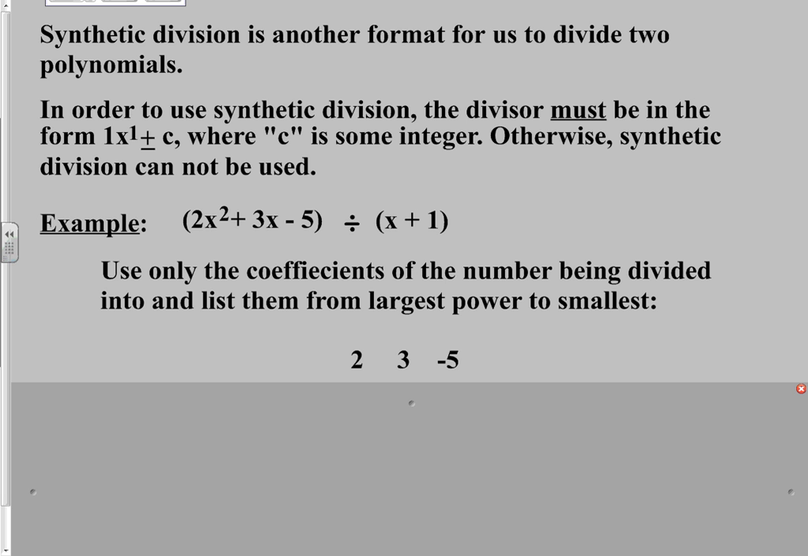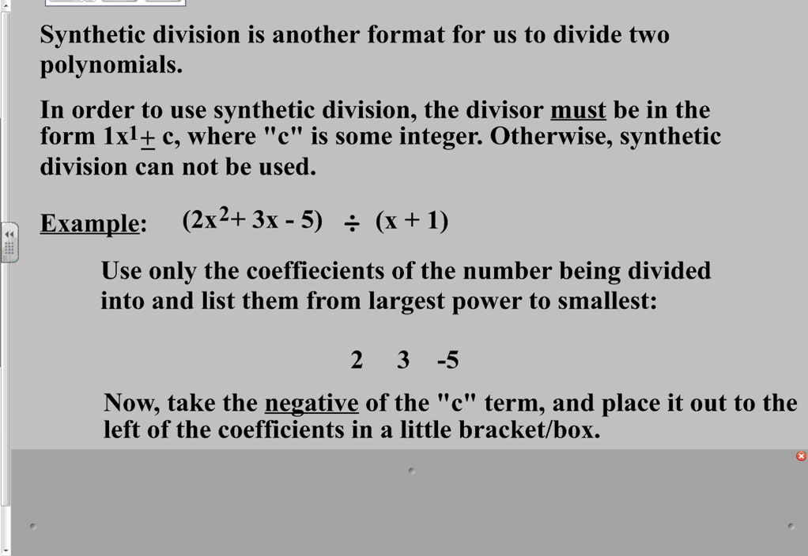And then what we're going to do is look at the constant that is in the divisor. We are going to take the negative of the c term from the divisor, and we're going to place it out to the left of those coefficients in a little kind of half box bracket looking guy. I don't think it even has a particular name. We're just going to position him out there. So it's a negative 1 because in the divisor it was positive 1. So we're taking the negative of that 1 and we're writing it down as you see there.